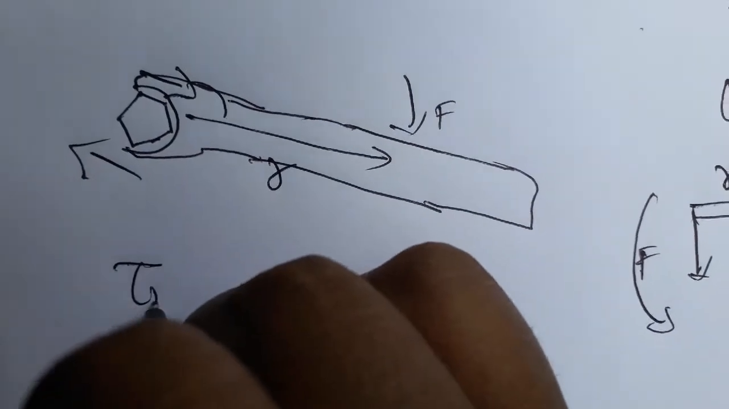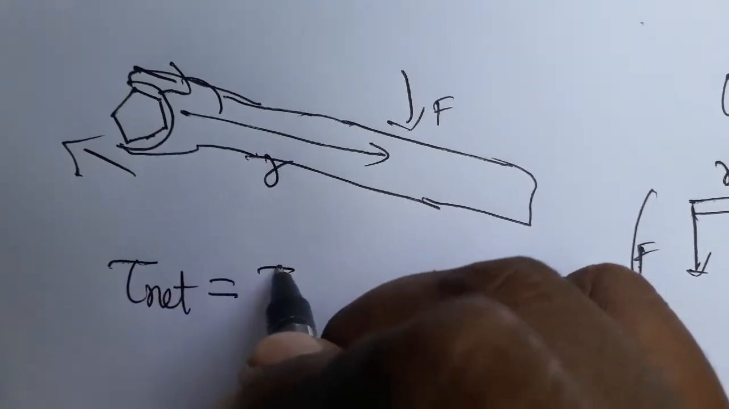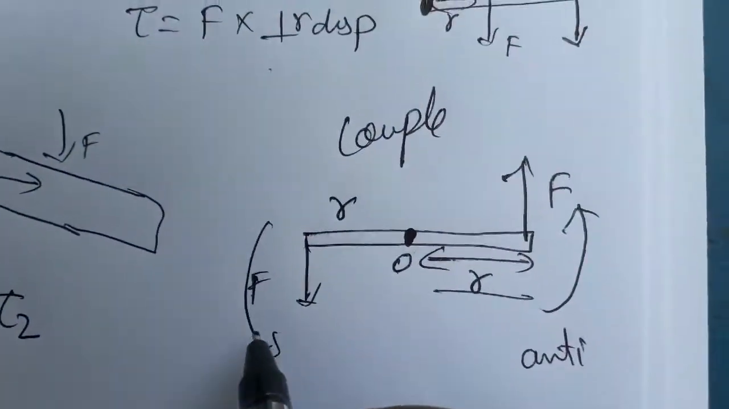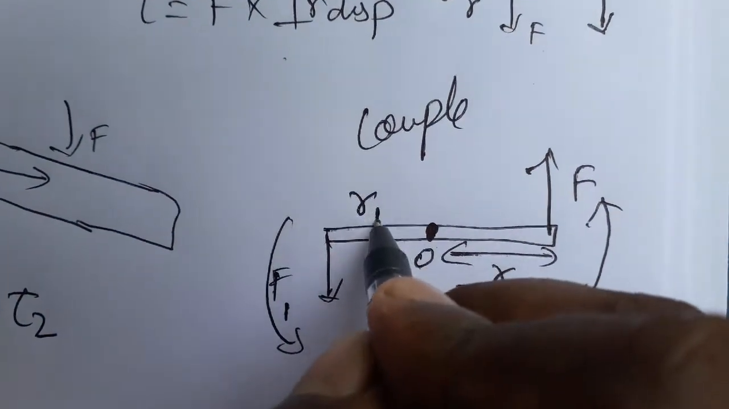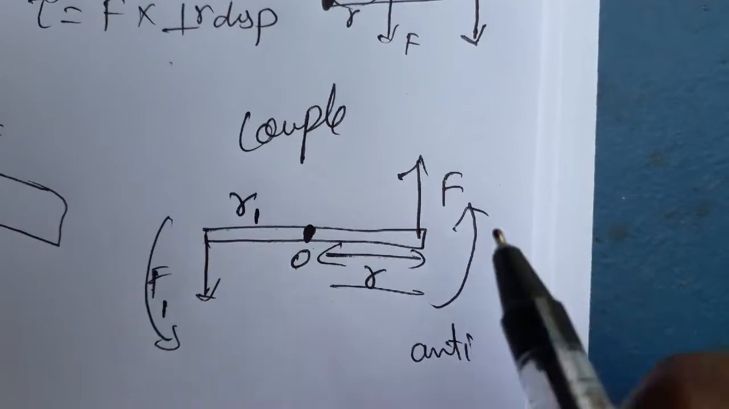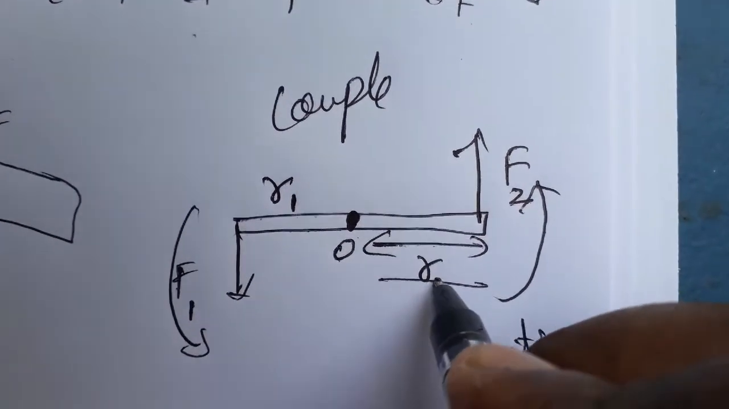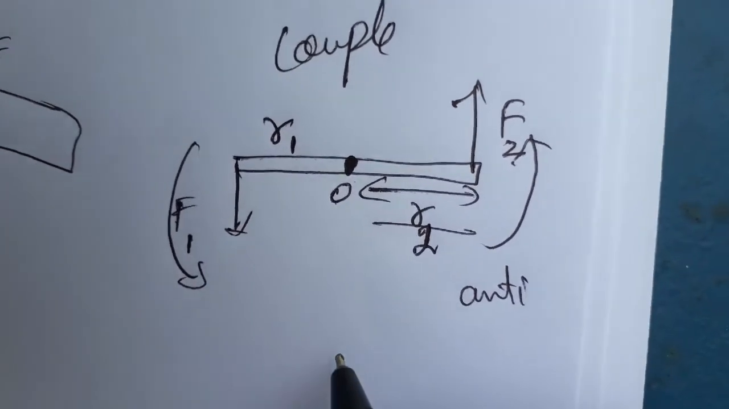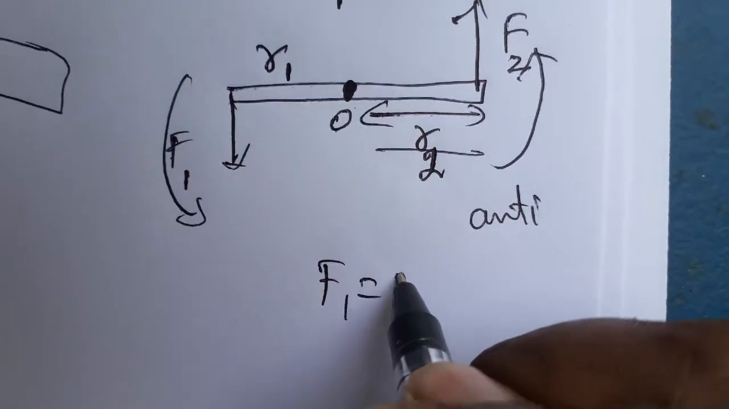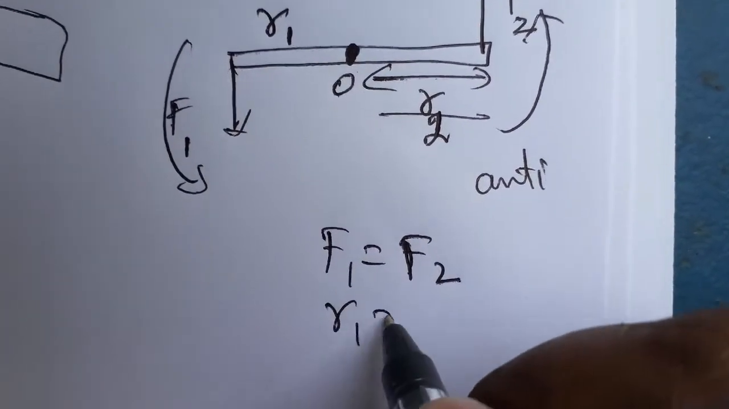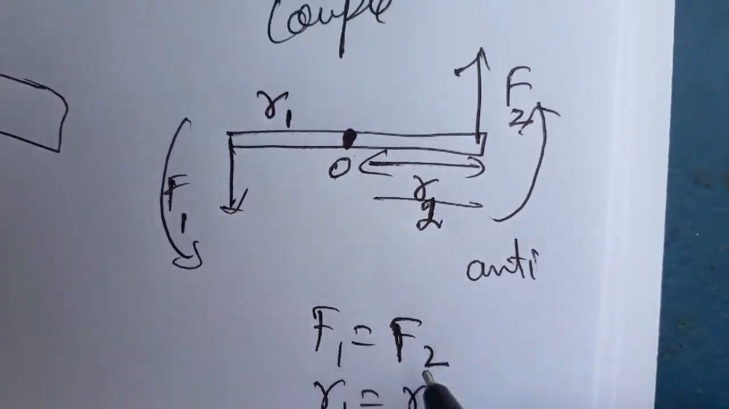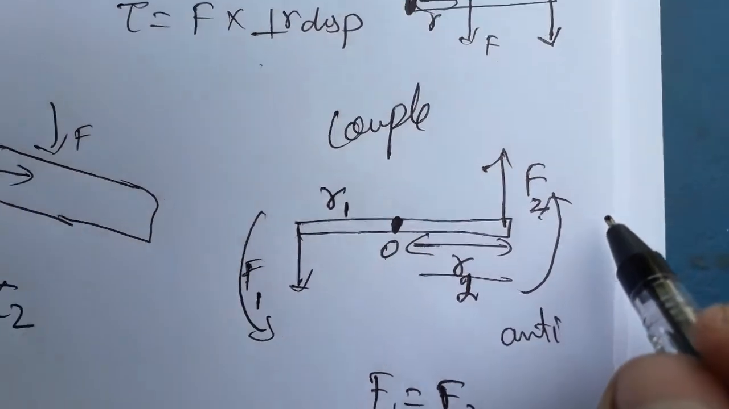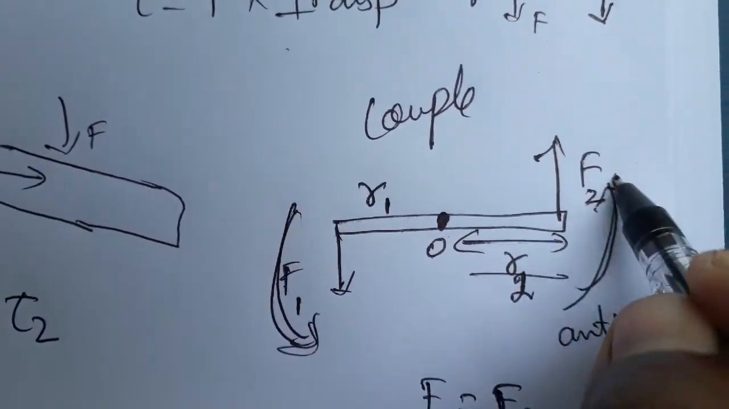Total net torque is equal to torque 1 plus torque 2. Torque 1 is force 1 into perpendicular distance 1. Torque 2 is force 2 into perpendicular distance 2. We take the radius as the perpendicular distance. Force 1 is equal to force 2, and both radii are equal because it makes a circle. The first torque is anti-clockwise, and the second torque is also anti-clockwise.